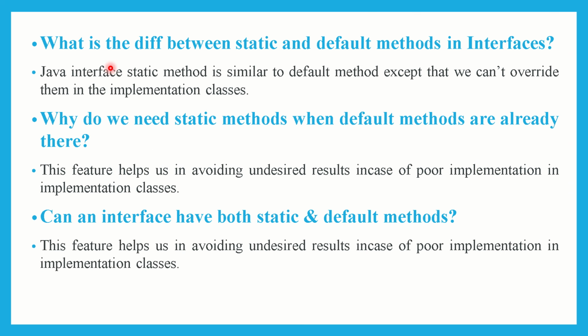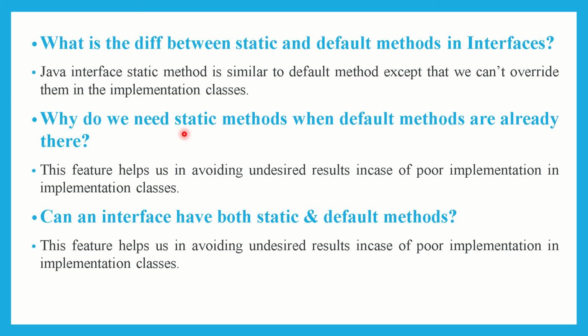So a few interview questions which might arise: what is the difference between static and default methods in an interface? Just now I explained, a Java interface static method is similar to a default method except that we cannot override them in the implementing classes, right? We cannot override them means we cannot give their own implementation in the overriding classes.